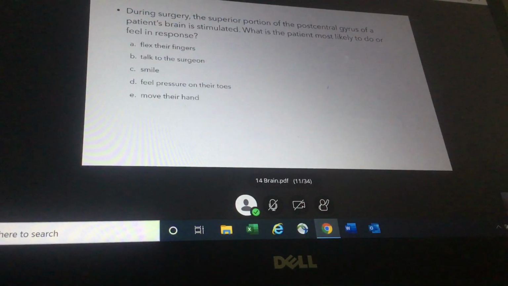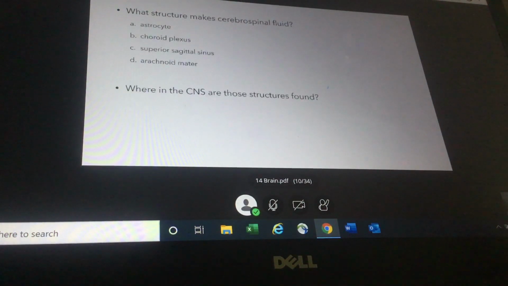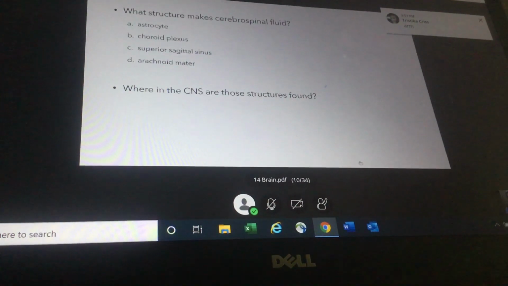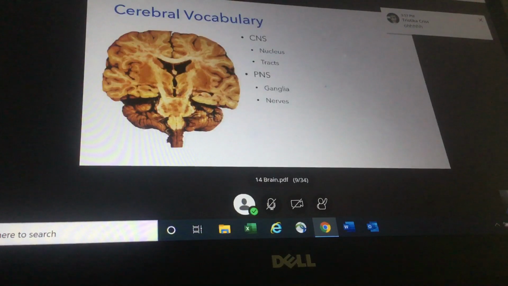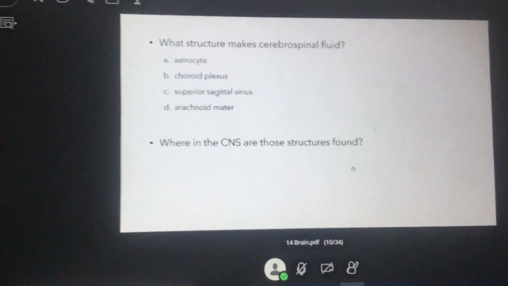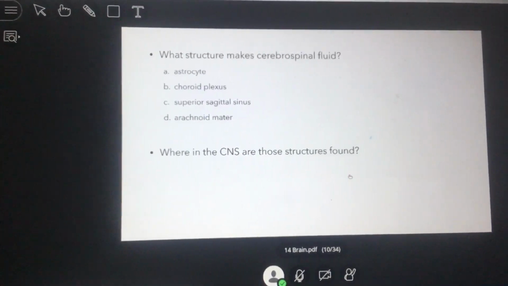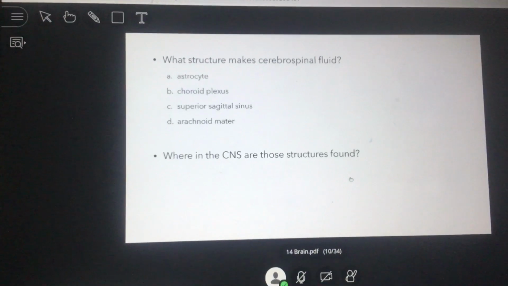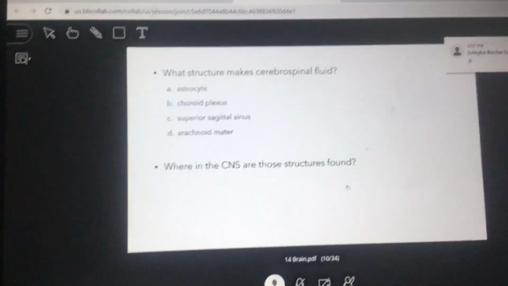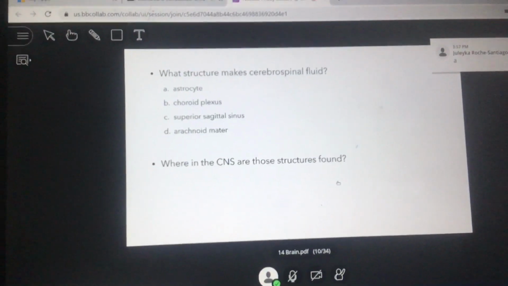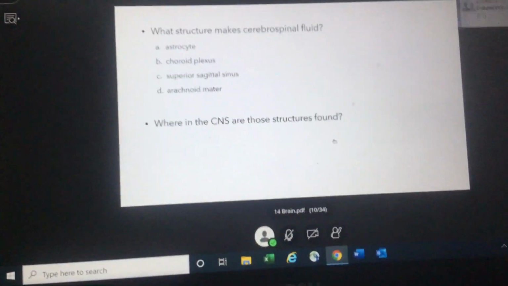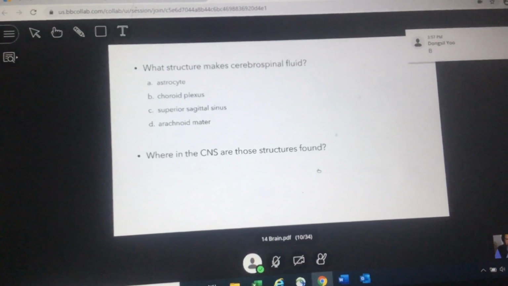I'm going to back up here and we'll just finish because I wanted to show you guys some sample questions. So here's some sample old questions. What structure makes cerebrospinal fluid? Which of those makes cerebrospinal fluid? Talked about it earlier. Where does CSF come from?